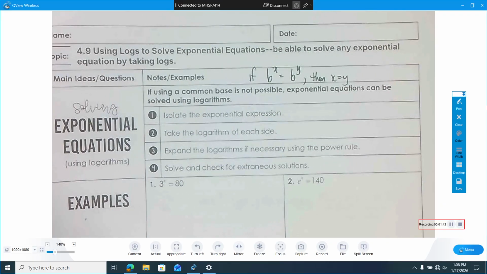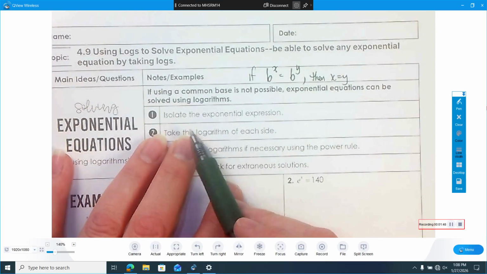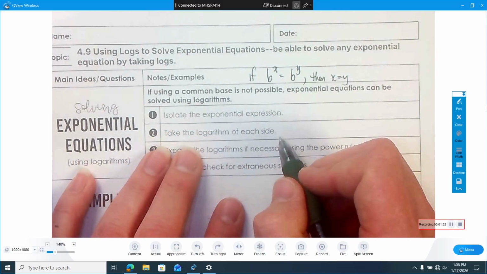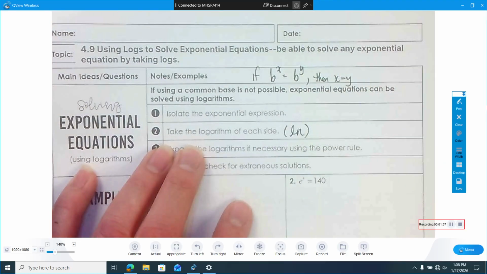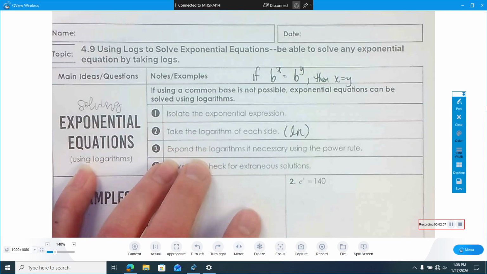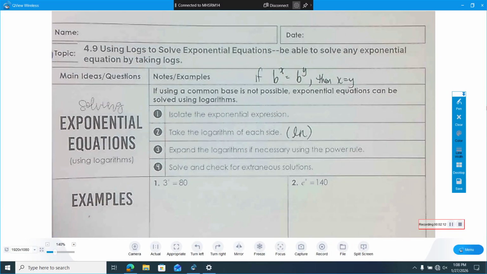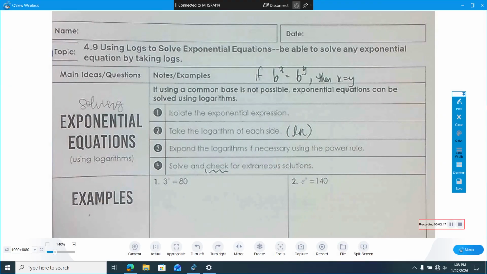We can solve all exponential equations this way by isolating the exponential expression and then taking a log, or in our case, we're just going to take a natural log of both sides. We just always use the natural log all the time. It just makes life so much easier. And check for extraneous solutions is always a good plan. We can always check, and that's the thing that's really quite nice. You can check your answers.